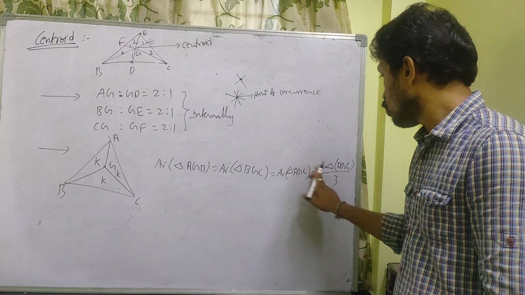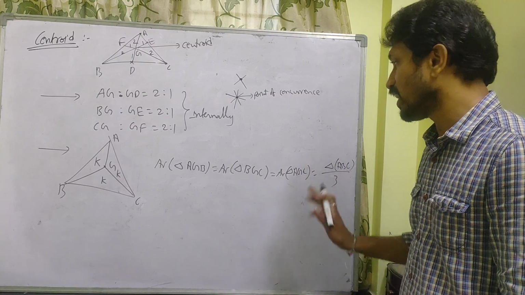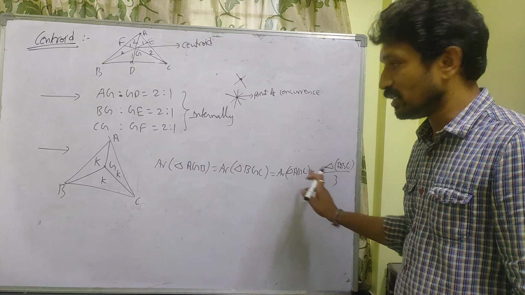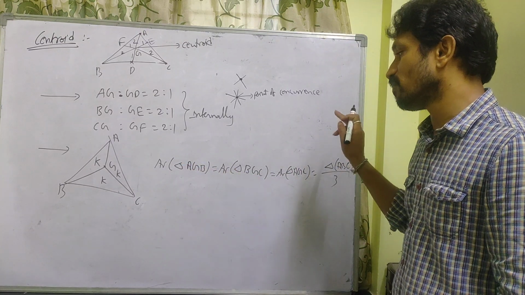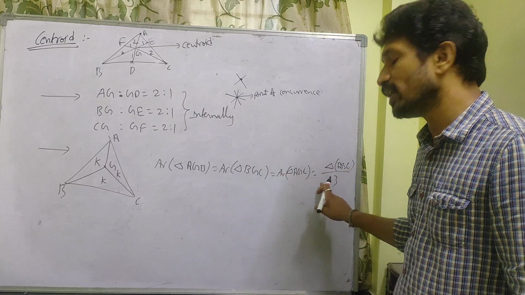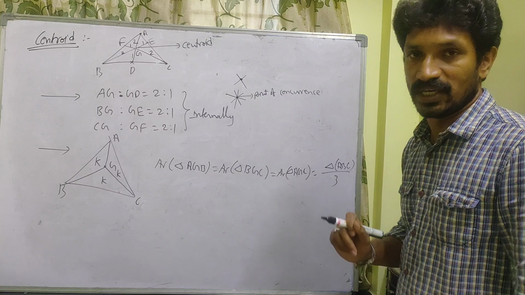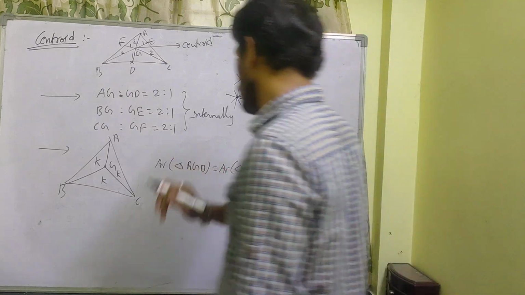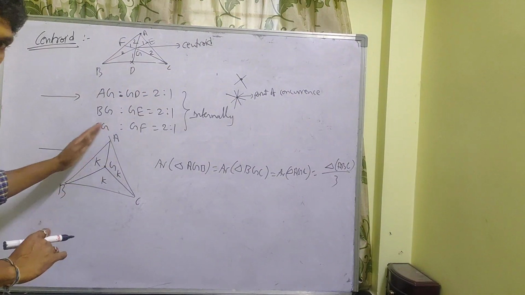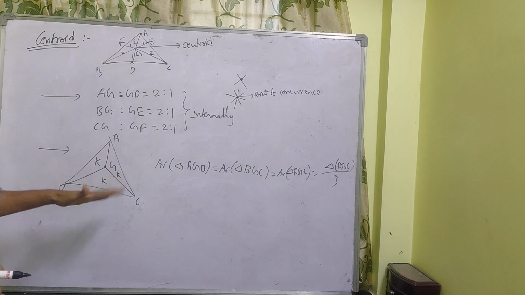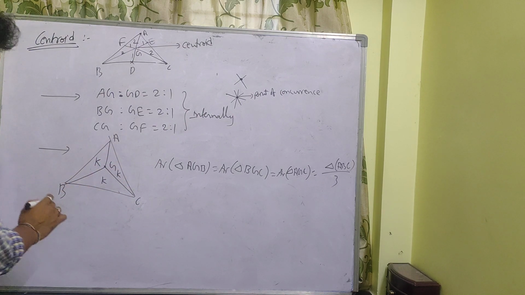That means 1/3 of the area of triangle ABC, or 3 times the area of triangle AGB is equal to 3 times the area of triangle BGC is equal to 3 times the area of triangle AGC is equal to the area of triangle ABC. Very important. Just remember, all these we covered in 9th class, I think. Next one.